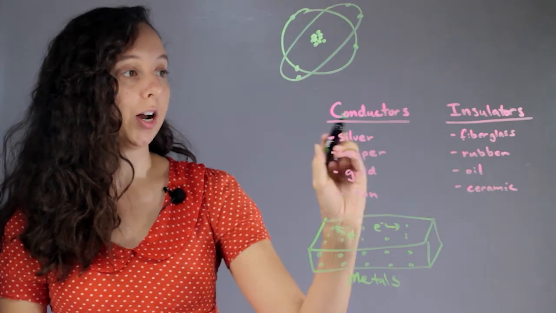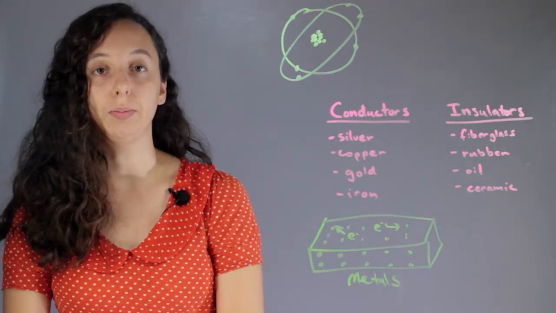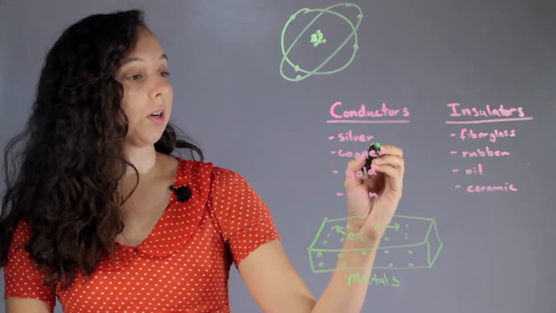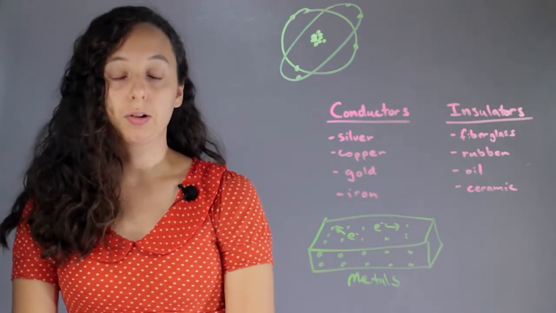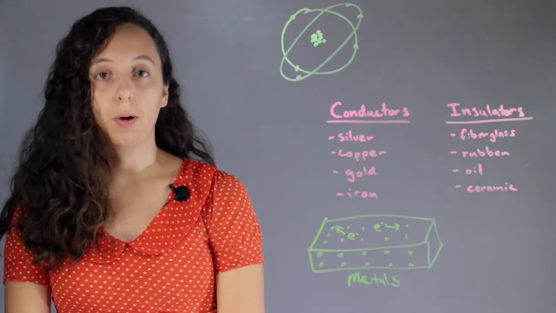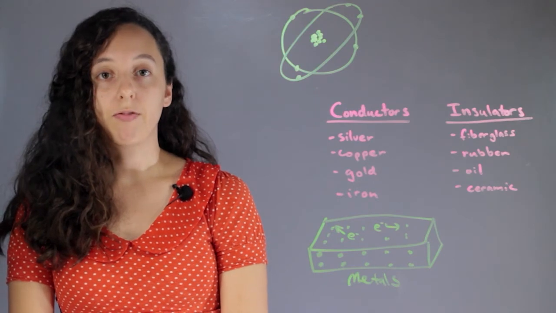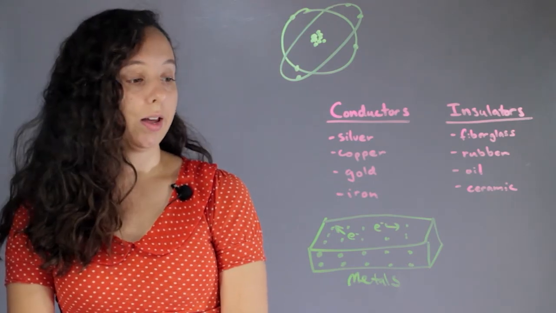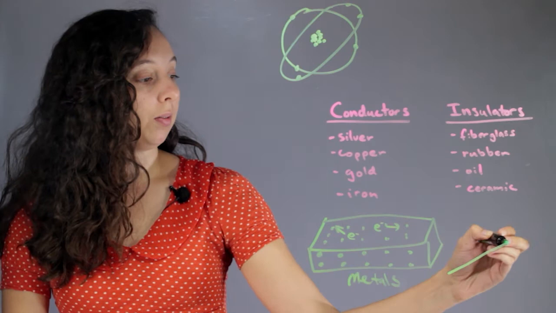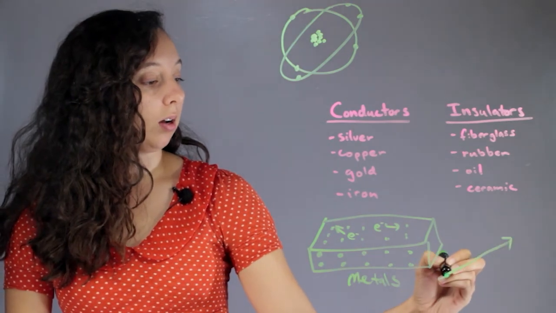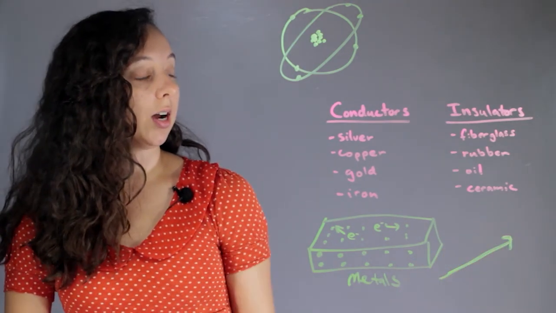And we can call them conductors because they allow the electrons to move. And so silver, copper, gold, iron, most metals are all really good conductors. So this is why we use wires made out of metal, because the electrons need to flow through something that it's a good conductor.